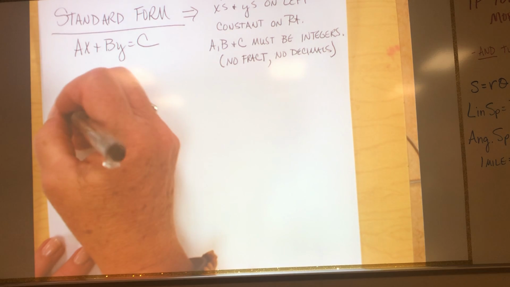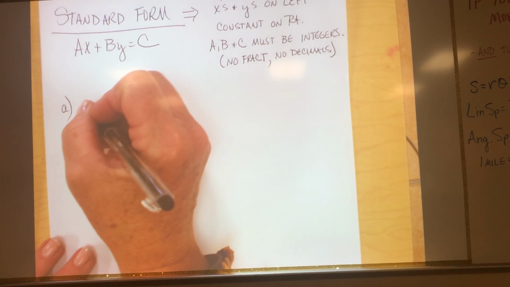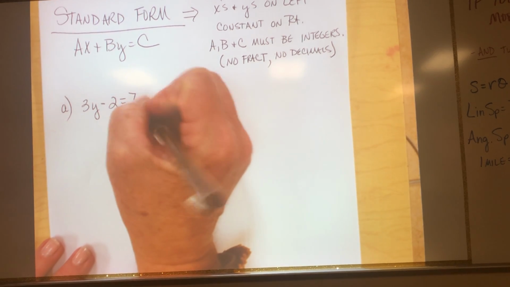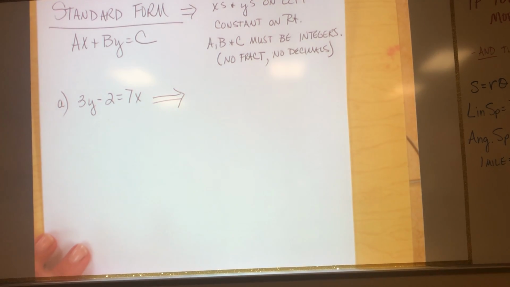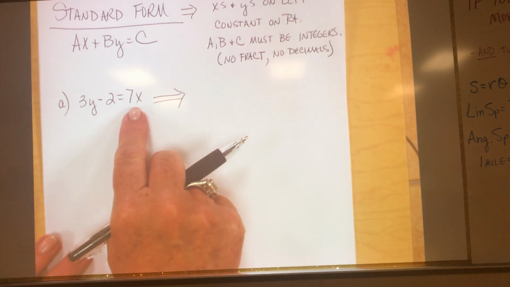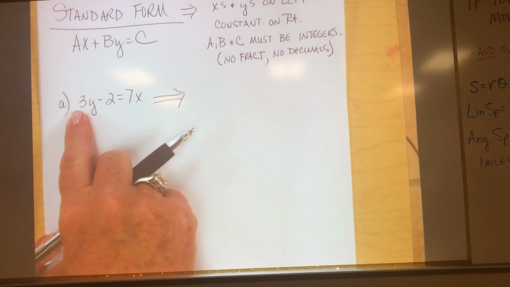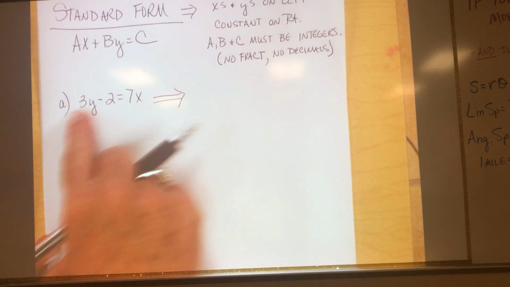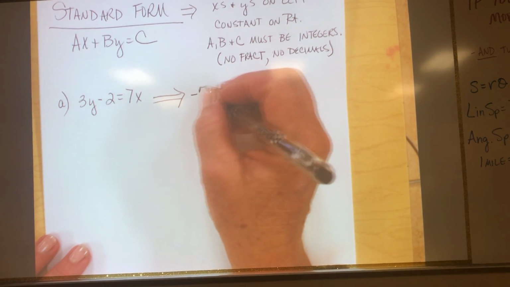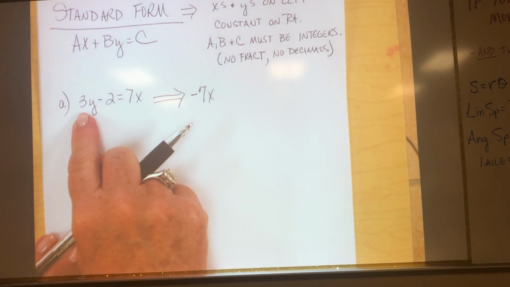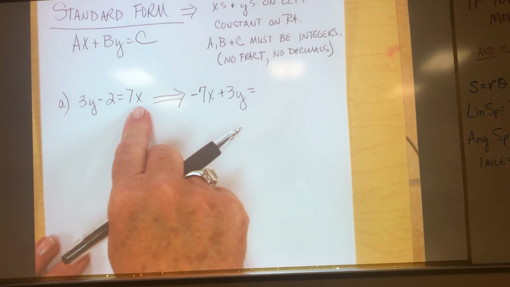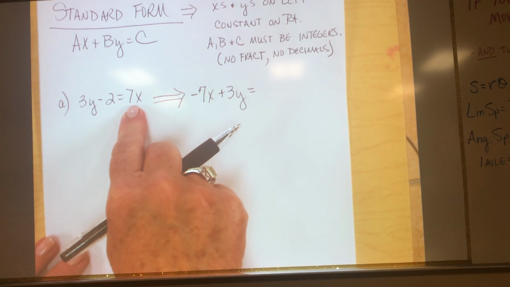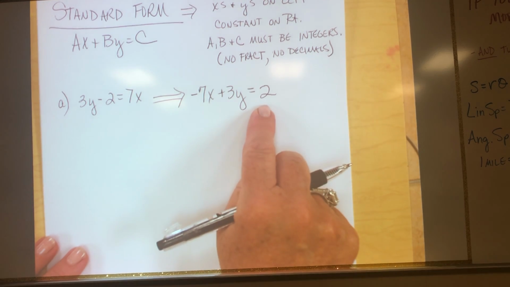All right, so let's quickly do three problems. Here's the first one: 3y minus 2 equals 7x. I'm going to put this guy in standard form. All I'm going to do is move stuff. If you move something across the equal sign, it changes its sign. Where is this 7x supposed to be? On the left. So if I move him to the left, what does he become? Negative 7x. 3y is on the left, so plus 3y equals. This negative 2 should go to the right, and if it's negative on the left, what is it on the right? Positive 2. So this is standard form.